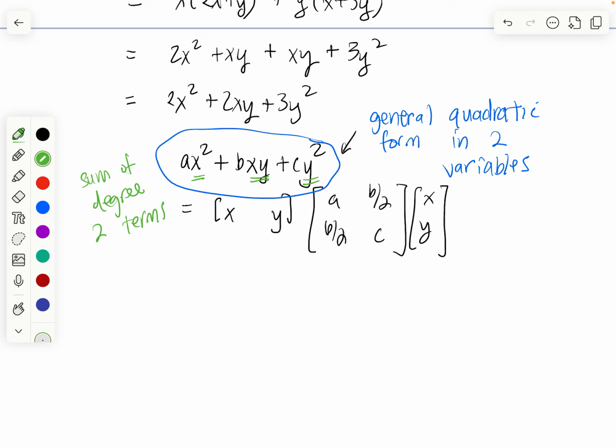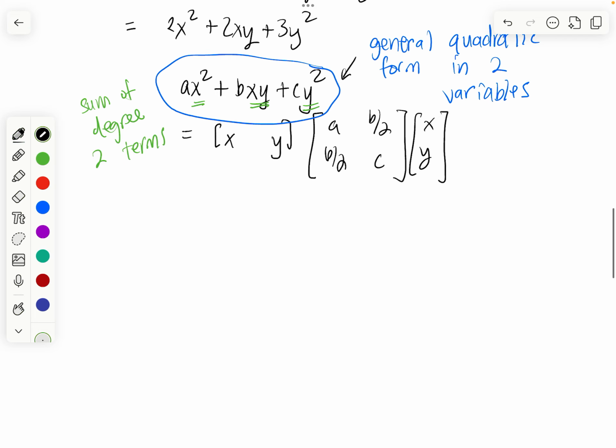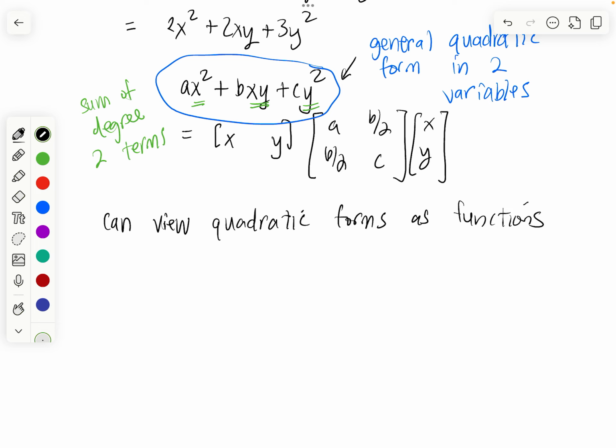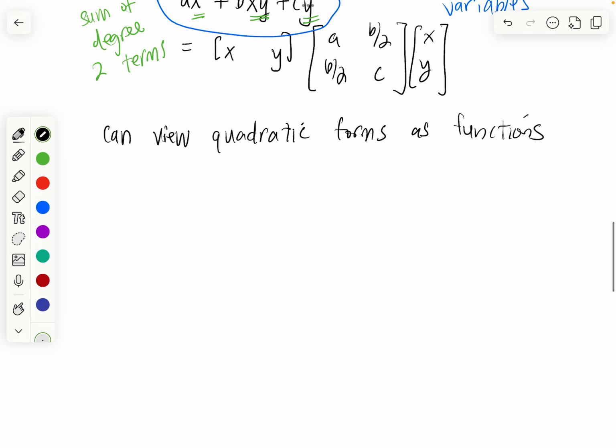So we can think of these quadratic forms as functions of x and y. So we can view quadratic forms as functions of several variables. In this video, we're just going to stick to functions of two variables. So for now, we'll just stick to the case of n equals 2.